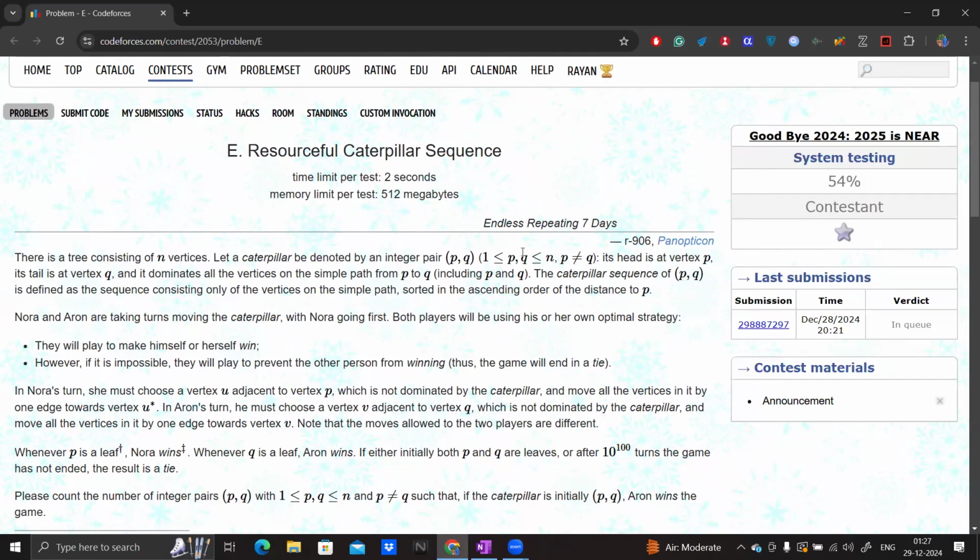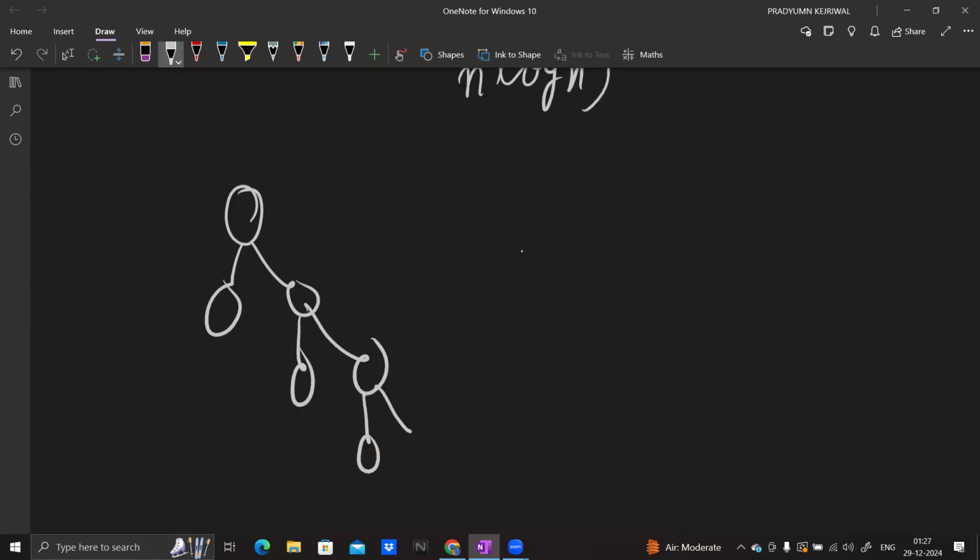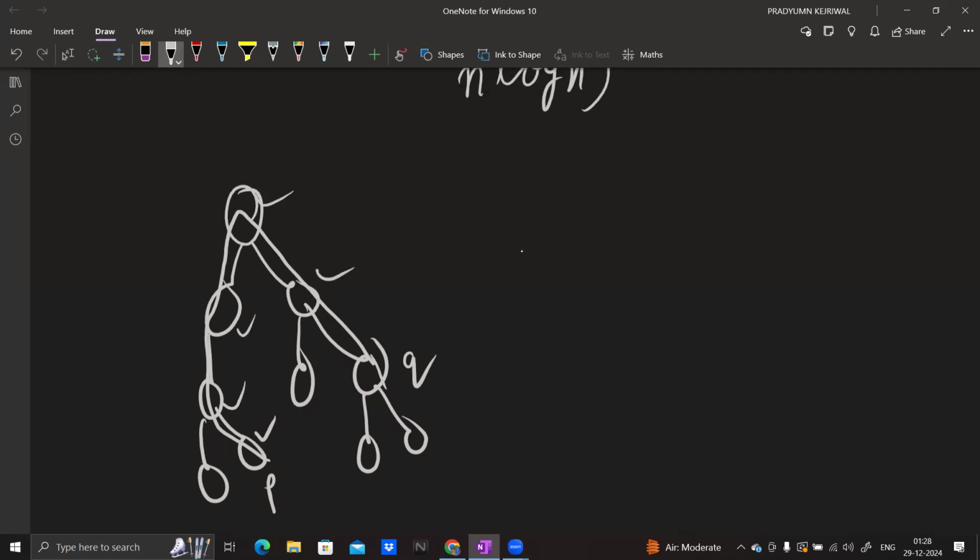Basically, if you have a tree, let's say you have this tree, and let's say this is my p, this is my q. Then I have a caterpillar which lies on these nodes. All right, and this sequence of these nodes, they are calling it the caterpillar sequence. Okay.